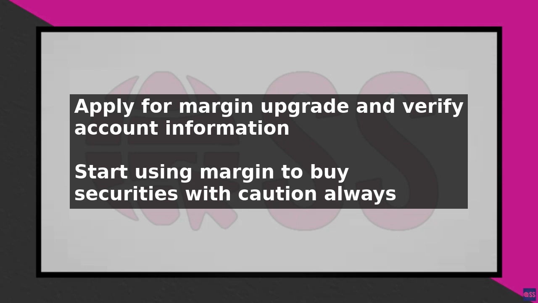In summary, enabling margin on Robinhood requires meeting certain eligibility criteria, navigating to the account settings, agreeing to the terms and conditions, and applying for a margin upgrade. By following these steps and using margin responsibly, you can potentially amplify your gains, but it is crucial to be aware of the risks and manage them effectively.